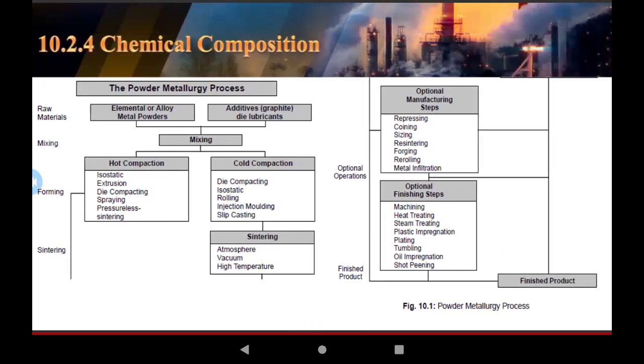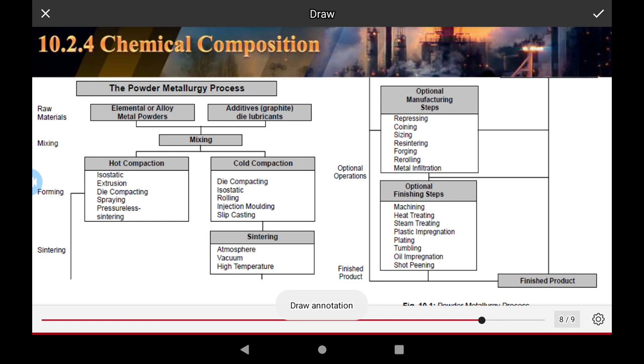The chemical composition of the powder metallurgy process. There are two types. The first is the raw material, the elemental or alloy metal powder, and the other is the content of additives, graphite, die lubricant. Both are mixed in one stand of the materials, that is the mixing chamber. The hot compaction and the cold compaction.